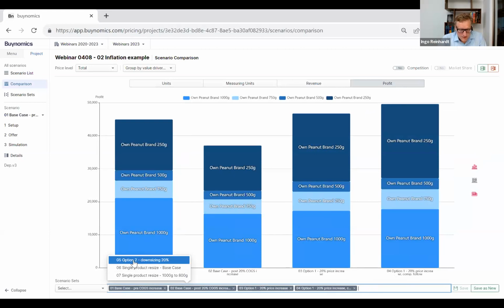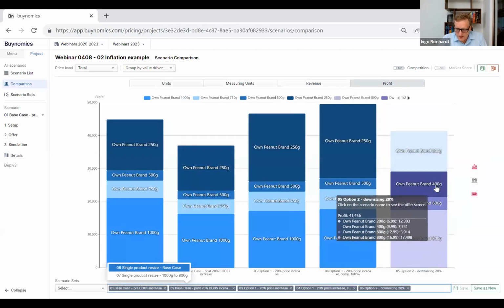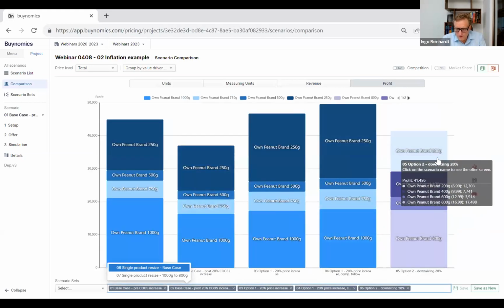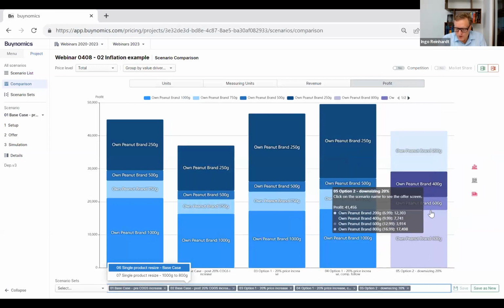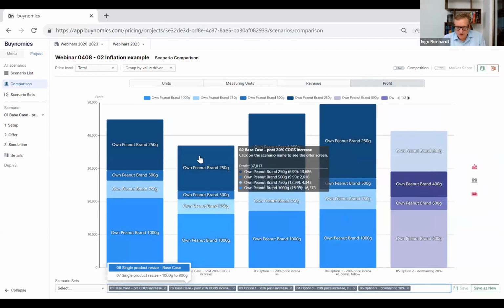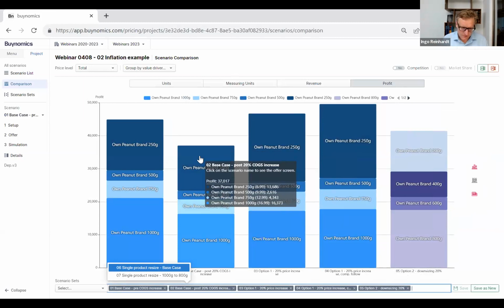And I can also look at different options. So, for example, a downsizing where we go from 250 to 200 grams. So we reduce the size of every product by 20%, keep the price the same. And in this case, we see that would be less profitable than the price increase alternative. So this really, in a nutshell, I think is the more modern approach to combining these different methods.